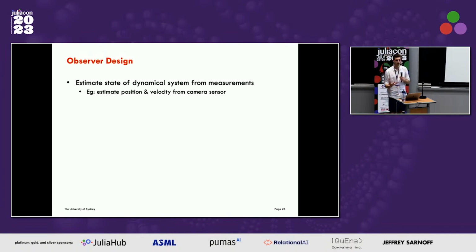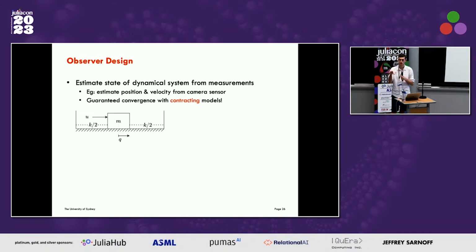Turns out you can design observers or state estimators that are guaranteed to converge to the true solution if you have this contraction property in your neural network. So a really simple case is a box mounted on two springs that oscillates back and forth.